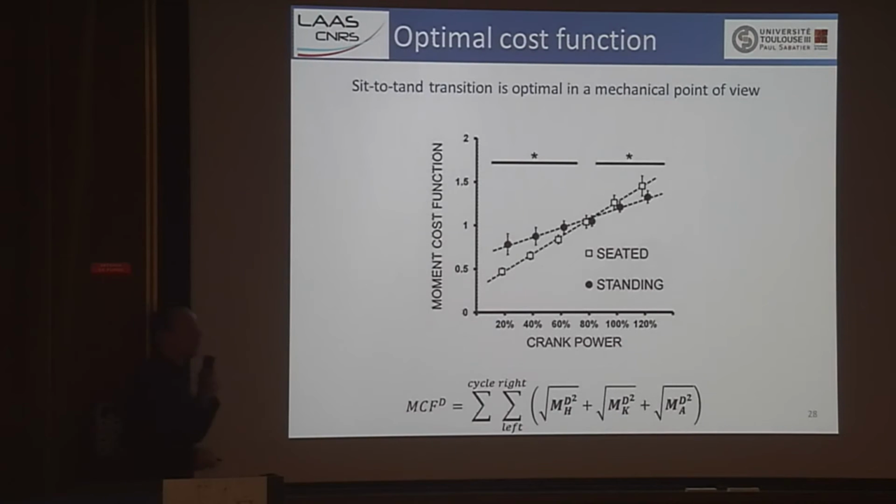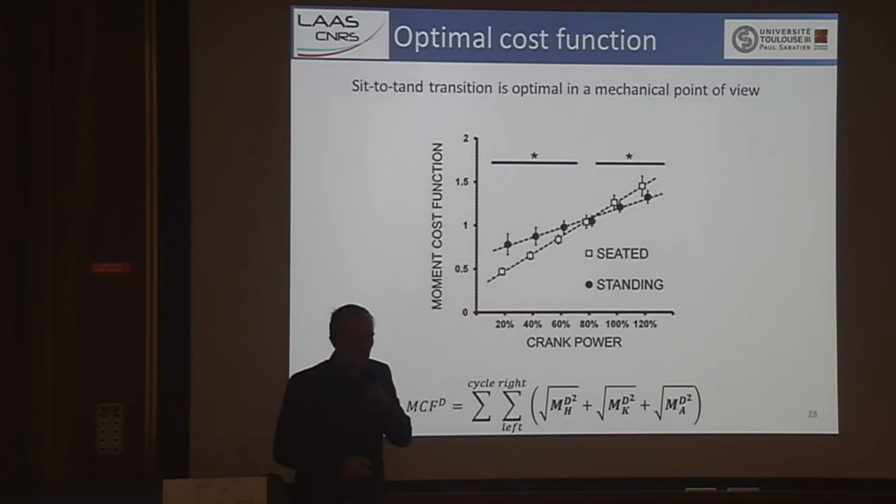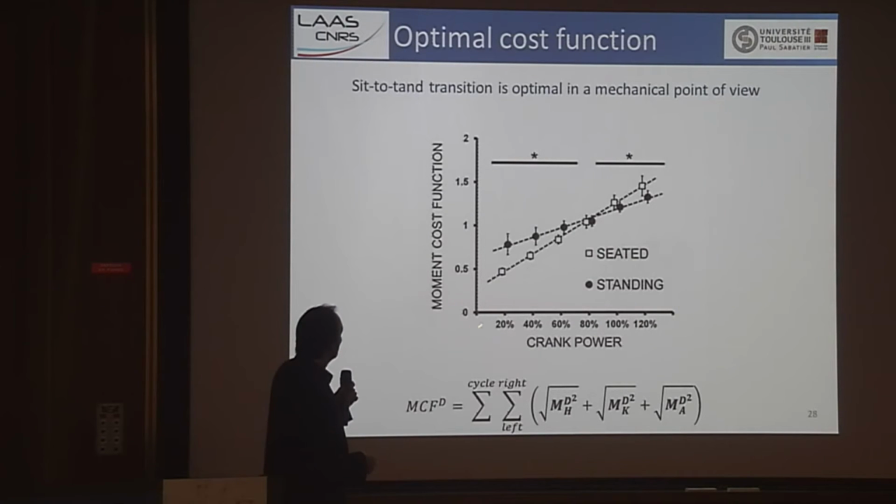Well, so using inverse optimal control and the previous literature, we compute a moment cost function here, which is a sum of the squares of the torque at the hip, the knee, and the ankle on one cycle, on one revolution, and on both left and right lower limbs.